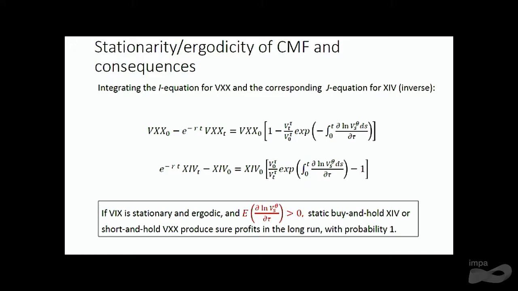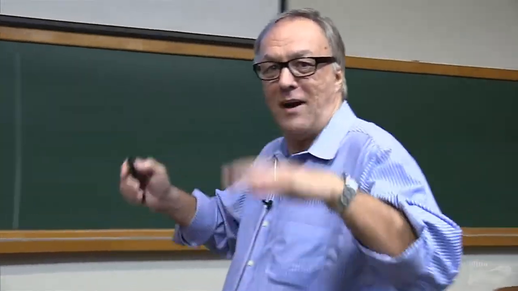So if you had a mathematical model that says that VIX is stationary and ergodic and the expected logarithmic derivative is positive, then buying and holding XIV, or shorting and holding VXX, produces sure profits in the long run with probability 1. So it's the surfer trade. I take some money that I borrow from my rich uncle, I buy XIV, which is a negatively leveraged ETF, except for $1,500, which I invest in a ticket to Rio. I come to Rio, I buy a surfboard, I surf, I wait for 5 years, and I come back, and I'm rich.